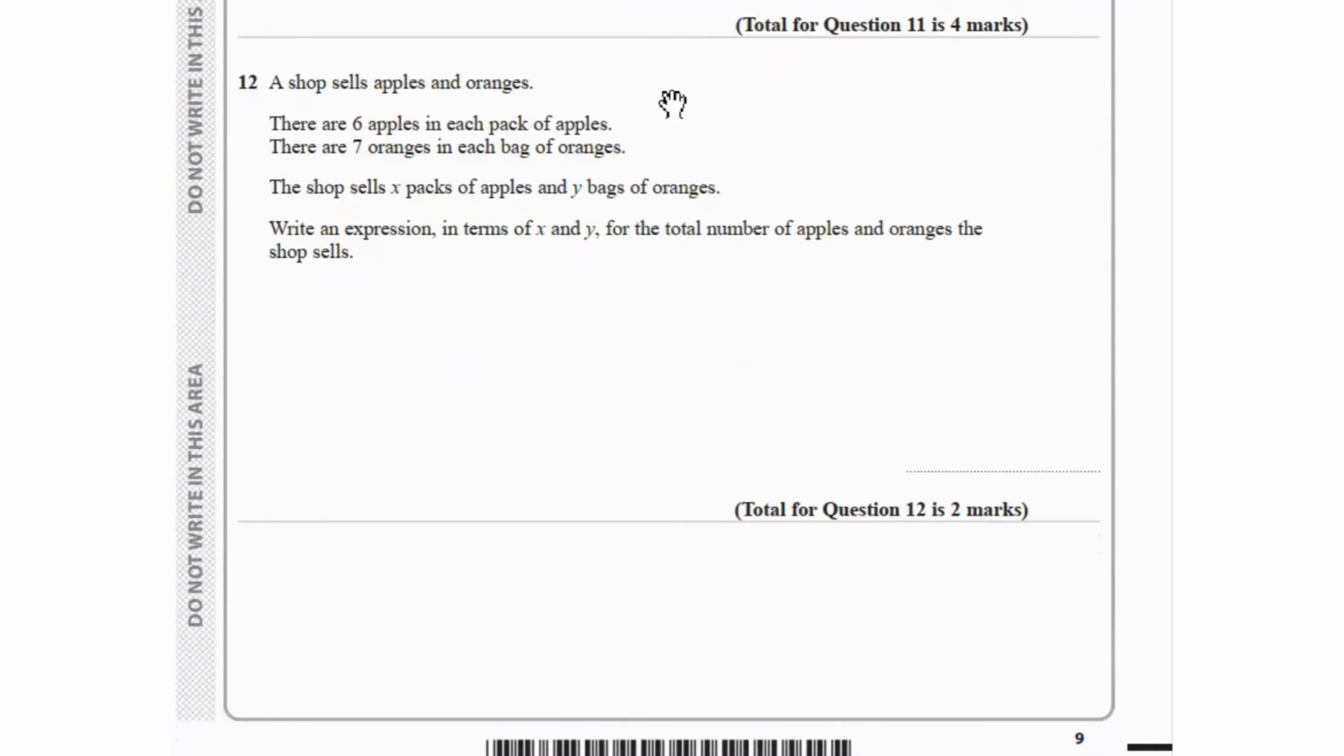A shop sells apples and oranges. There are 6 apples in each bag of apples. There's 7 oranges in each bag of oranges. The shop sells X bags of apples and Y bags of oranges. Write an expression in terms of X and Y for the total number of apples and oranges the shop sells.